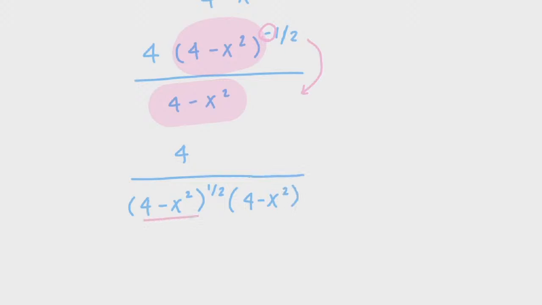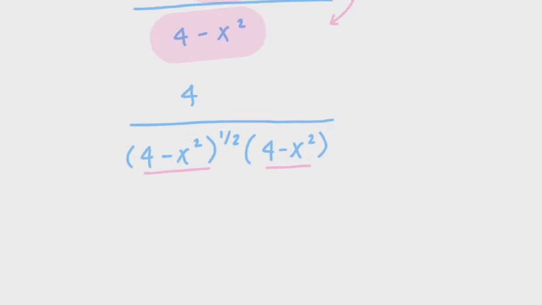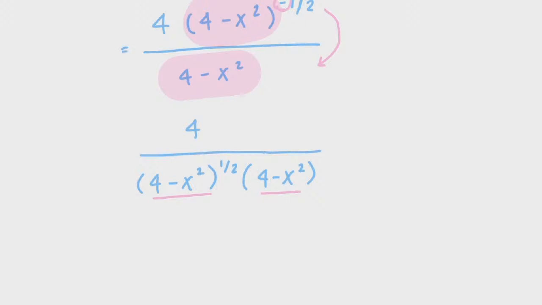Again, since they both have the same base of 4 minus x squared, we can add the exponents since they're being multiplied. So this will equal 4 over 4 minus x squared to the 3/2 power. And we can't simplify anything, so this will be the final answer.